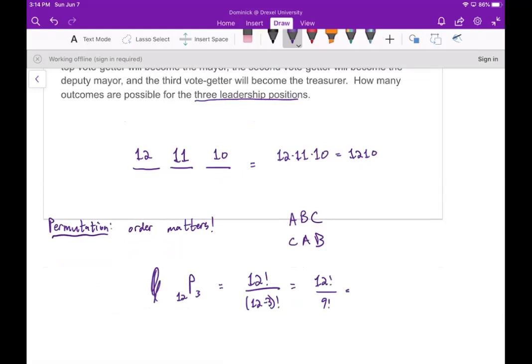And one way that you can think of this, it might be a pain to simplify, but think of 12 factorial as 12 times 11 times 10 times 9 factorial. Well, now your 9 factorials can cancel and you're left exactly with what we calculated before, right? So that's another way that we can handle this problem.